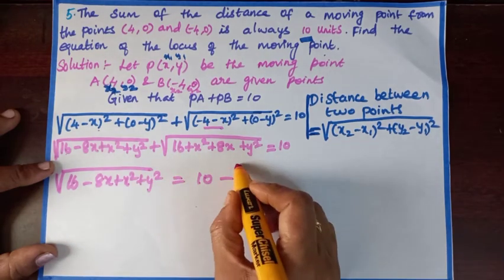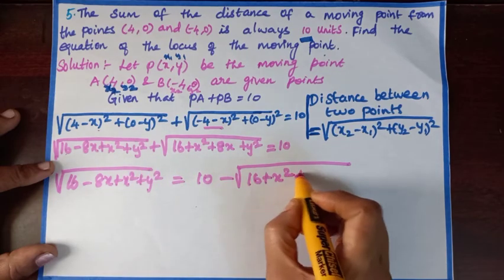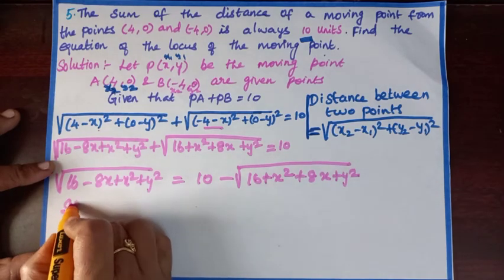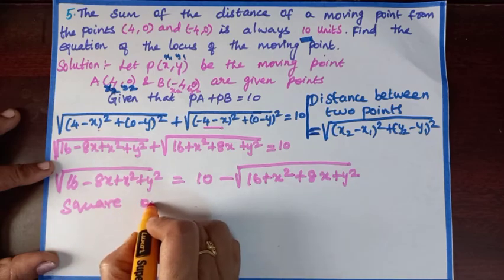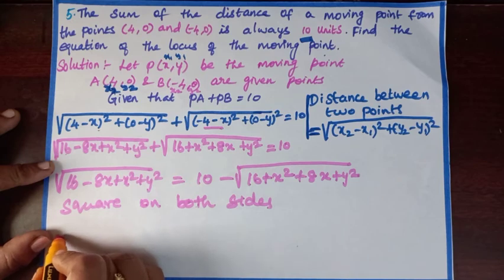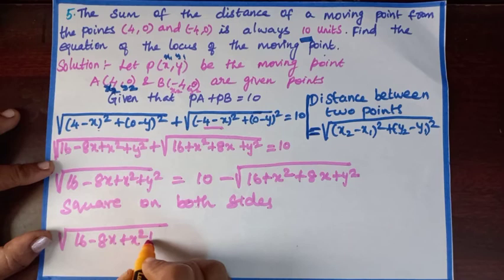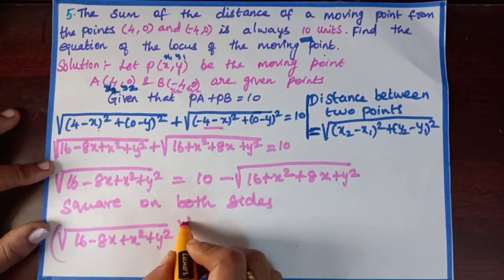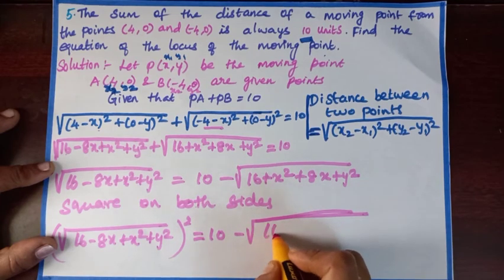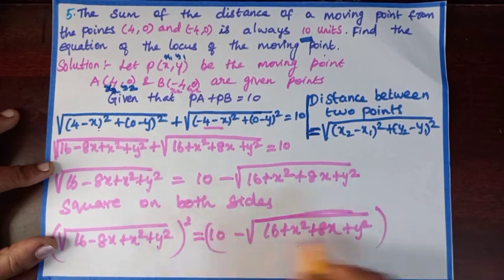I am going to have the first term as it is. The second term I am going to bring to the right hand side, so plus will become minus. Squaring on both sides, we get root of (16 minus 8x plus x square plus y square) the whole square, which is equal to (10 minus root of 16 plus x square plus 8x plus y square) the whole square.